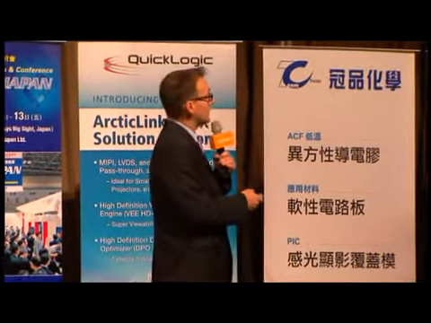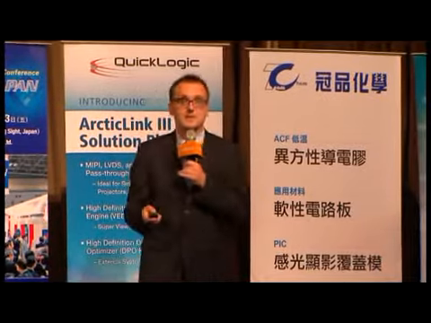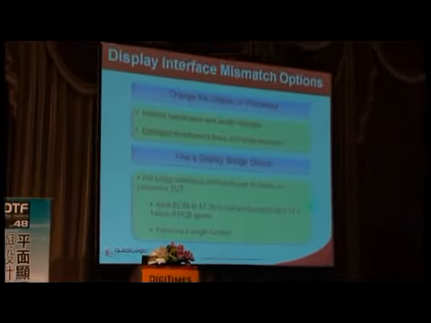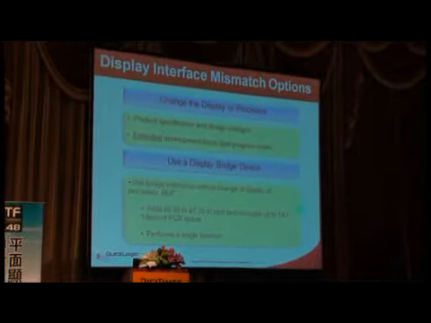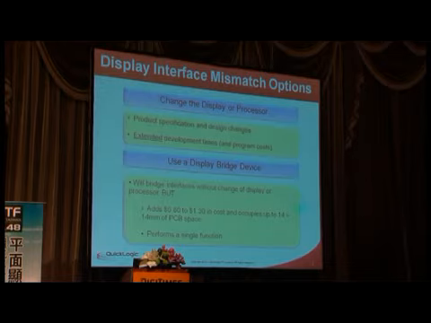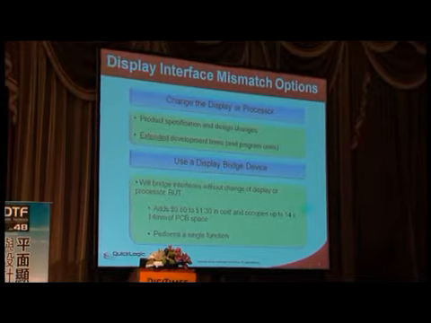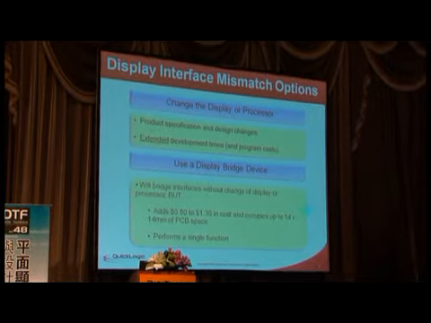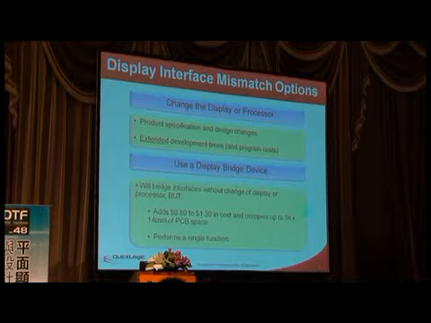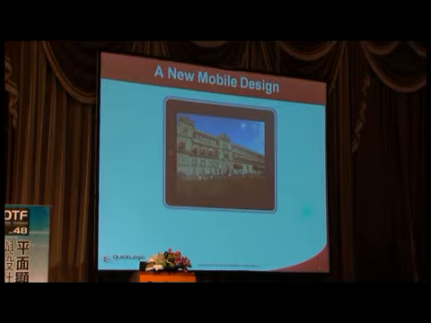The alternative to changing, and this is something that's very common, is to use what's called a display bridge device. Those display bridges will simply change the MIPI interface, for instance, to LVDS. It's a single discrete chip, but the problem is that it adds a significant amount of cost into the system. They average about $1, and they can be as big as 14 by 14 millimeters, which is a lot of PCB space, especially in a smartphone, for instance. And as it says here, it performs a single function. So that's problem number one.